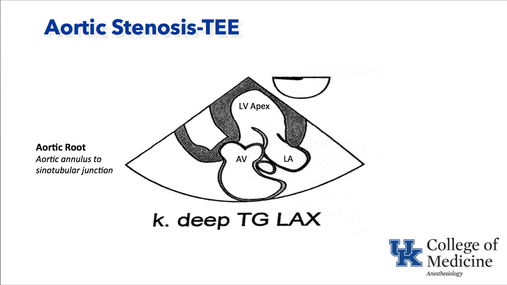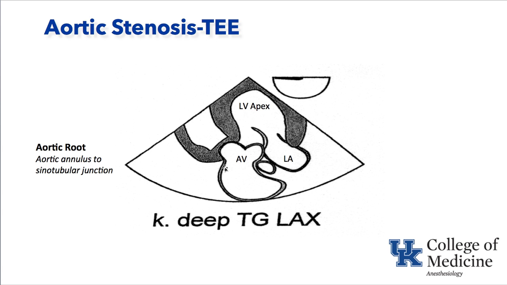Another view that we use is what's called the deep transgastric long axis view, where the probe of the TEE is sitting in the stomach and shooting up through the apex towards the aortic valve. And in this case, LA stands for left atrium, LV stands for left ventricle, and AV stands for aortic valve. Aortic root is the part from the aortic annulus up to the sinotubular junction right here. So when you hear about a root replacement, this is what they're replacing.